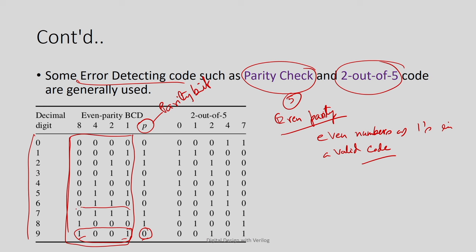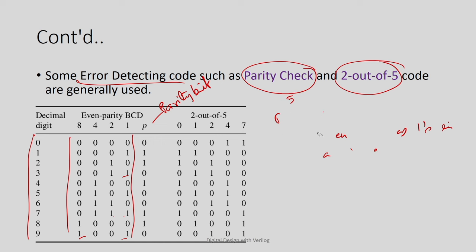If you take this one, here I have 1, 2, 3, so there is an odd number of 1s, so I will put 1 here, so that the number of 1s becomes 4, or even. You take this one, here I have 2 ones, so an even number of ones, so I will just add 0 here, so that the total number of 1s remains even. So this is how I will set the value of this parity bit, okay. I think this is clear. So it will be easily creatable. I can just create this even parity BCD easily.